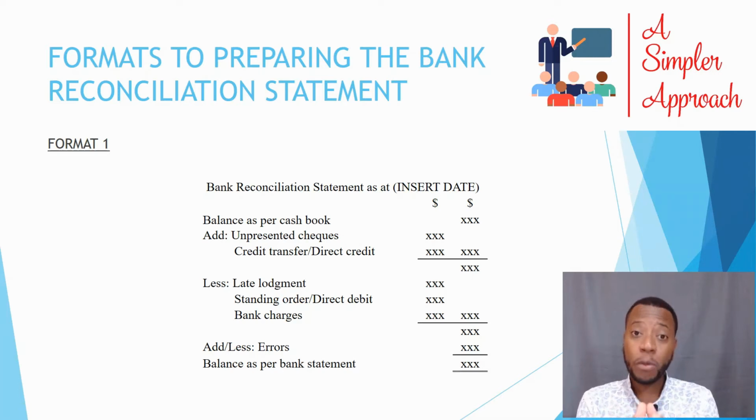All right? The opposite applies for late lodgement. The check received has not yet been lodged to the bank, which means the bank's balance will actually be lower than the cash book balance. So to balance it off, you simply subtract it from the cash book balance. All right. So this takes care of format 1. All right. Everything in one place.